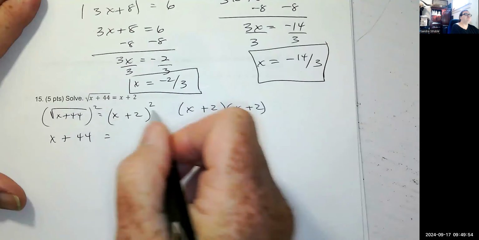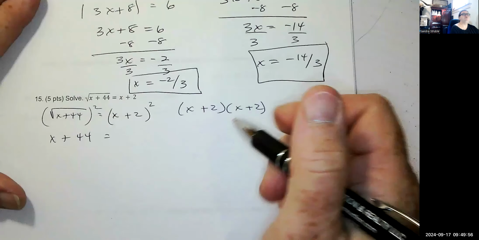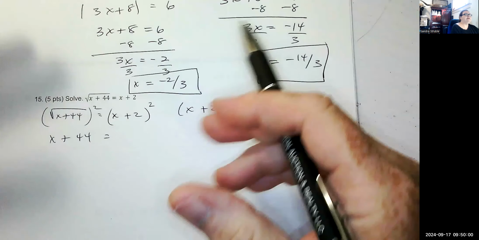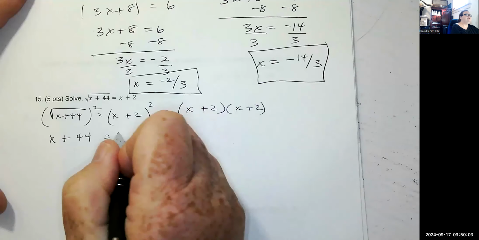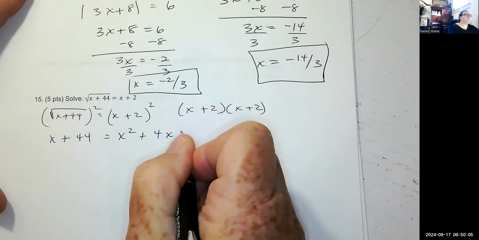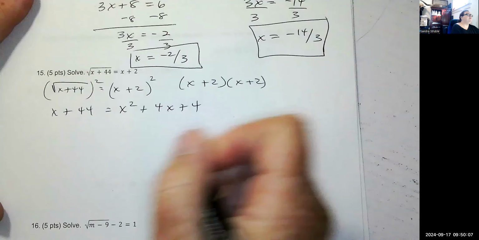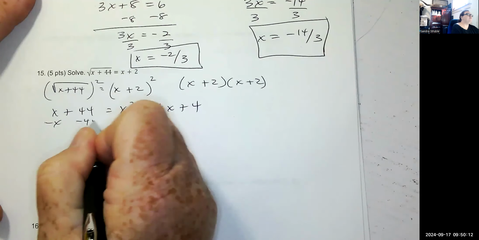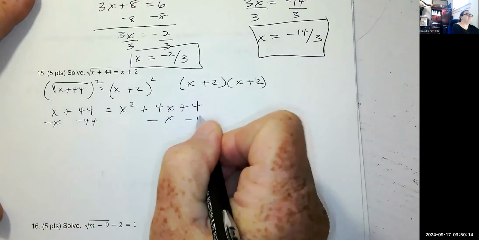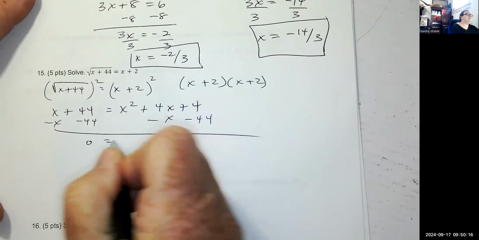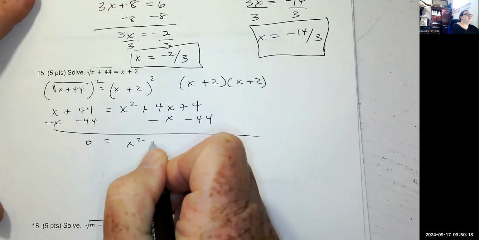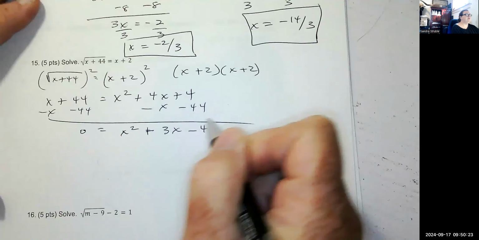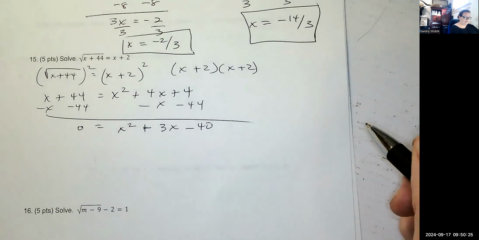If you can't do it in the form, do your box method, do your FOIL, do your distributive property, whatever it takes for you to do this, whatever your choice is. All right, now I'm just going to solve for x. I'm going to bring this x and the 44 over, setting it equal to 0, plus 3x minus 40.